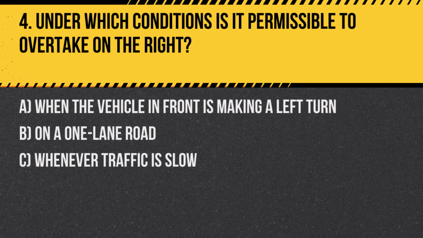Question 4. Under which conditions is it permissible to overtake on the right? A. When the vehicle in front is making a left turn. B. On a one-lane road. C. Whenever traffic is slow.